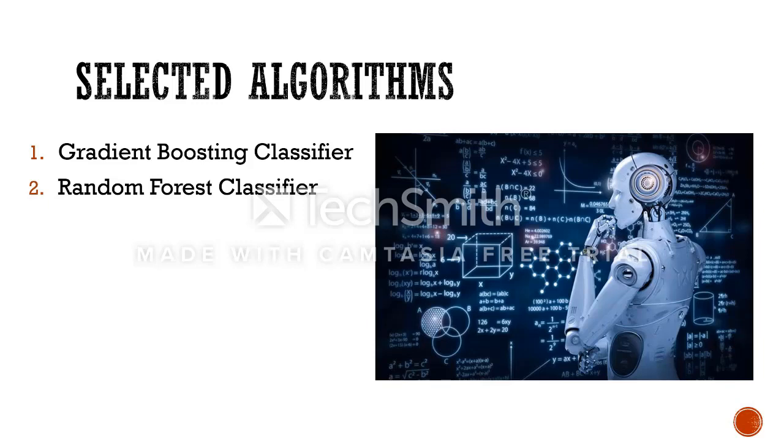Gradient boosting is an ensemble learning technique similar to the random forest classifier. It combines multiple decision trees to create a strong learner. Each tree is built sequentially, with each new tree focusing on correcting the errors made by the previous ones. Right. So now let's have a look at random forest classifier.